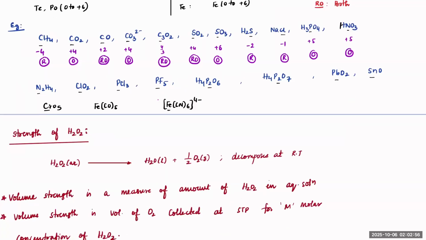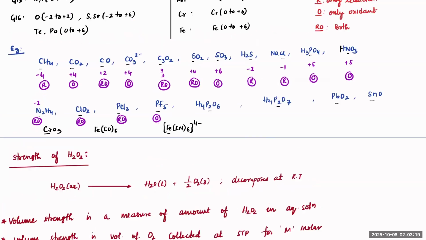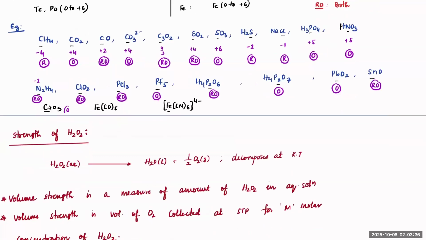N2O4: here it is -4. Sorry, -2. For one nitrogen it is -2. Since it is -2, it can do both. So RO. Chlorine +4, so RO. Phosphorus +3, so RO. Here +5, so only oxidant. Here it is +4, so both, RO. +5 means only oxidant. +4 means only oxidant. +2 means RO, both. CrO5: +6 means only oxidant.